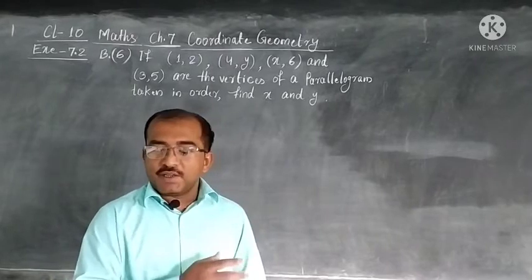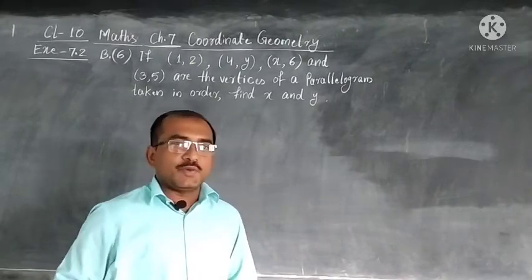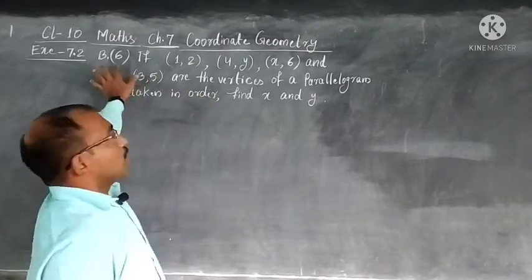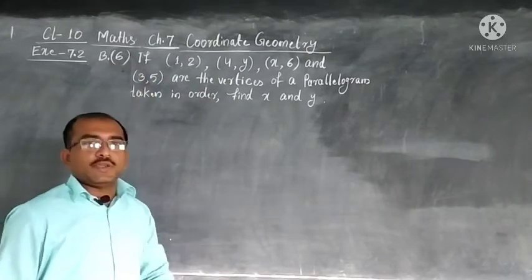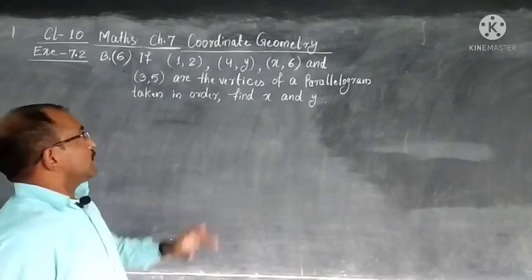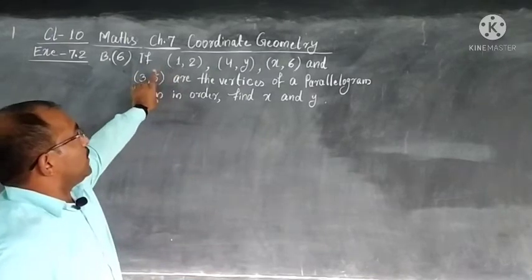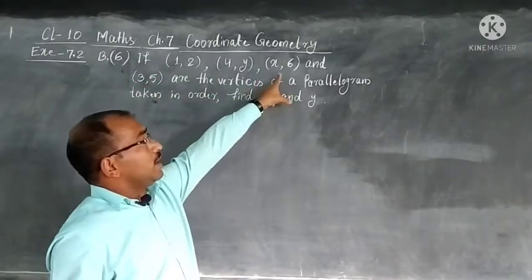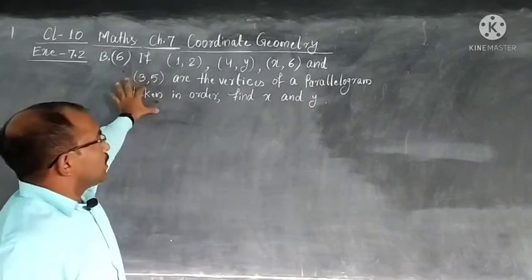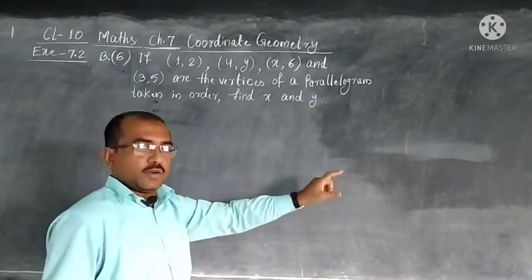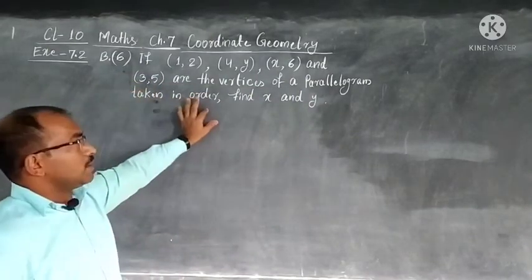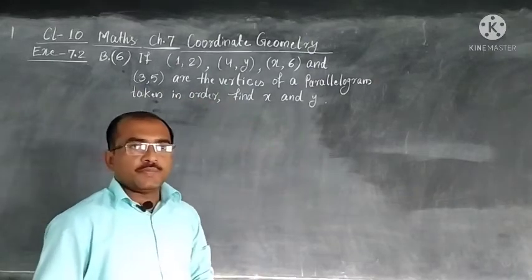We are in coordinate geometry. We are reaching now question number 6. In this video we are going to learn, the question is here: if (1, 2), (4, y), (x, 6) and (3, 5) are the vertices of a parallelogram taken in order, find x and y.